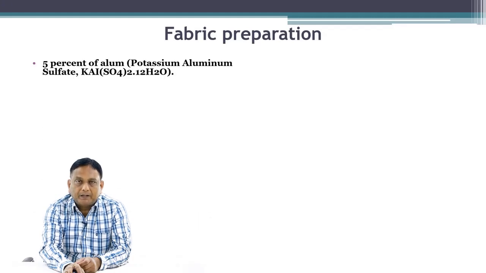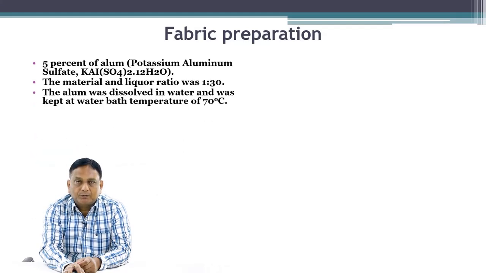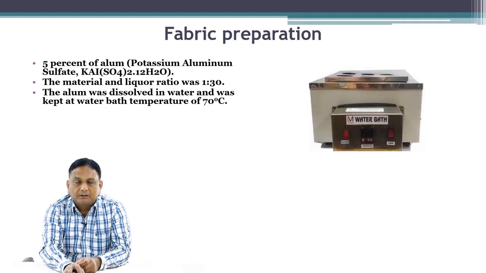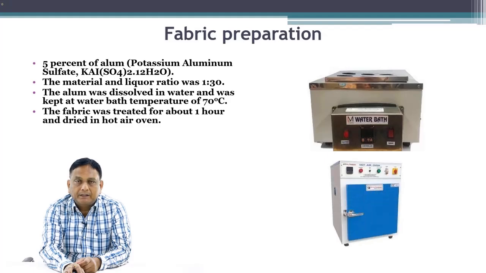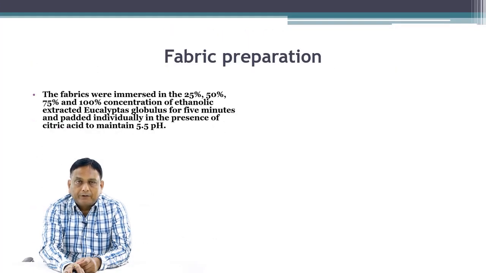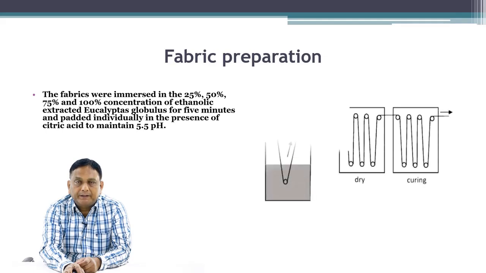The fabric is prepared and treated with alum as a mordant, and the liquor ratio is kept at 1:30. It is dissolved at high temperature, then used at 70 degrees centigrade for 1 hour and dried in an oven. So that is the fabric preparation. After this, the fabrics are immersed into different concentrations of eucalyptus, that is 25%, 50%, 75%, 100%, and pH 5.5 is maintained here.